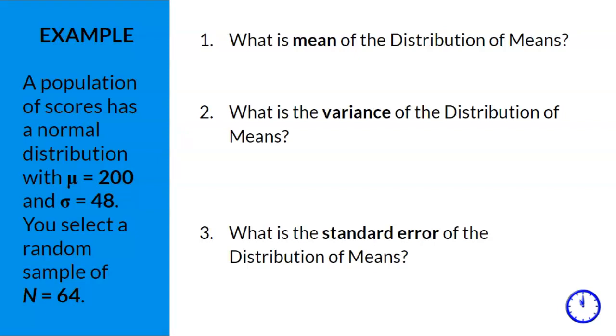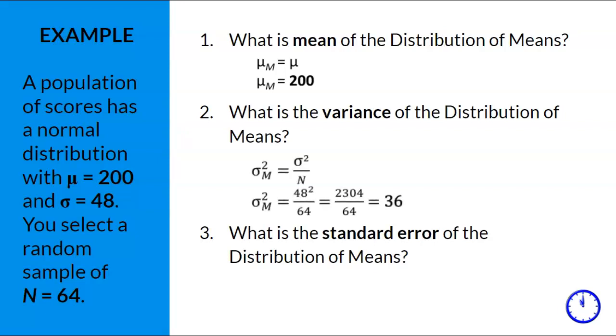So let's go over these answers. Question 1 asks, what is the mean of the distribution of means? Using the formula, mu m equals 200. Question 2 asks, what is the variance of the distribution of means? Using the formula, variance equals 36. For this formula, you're simply inserting the values of sigma and n into the formula. The most common mistake is that students forget to square sigma here.